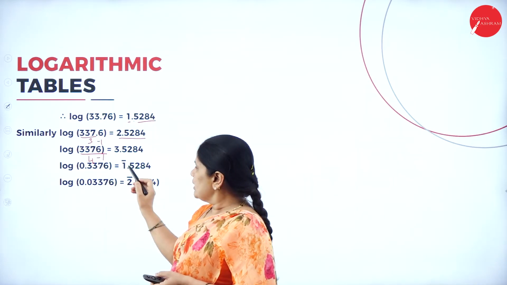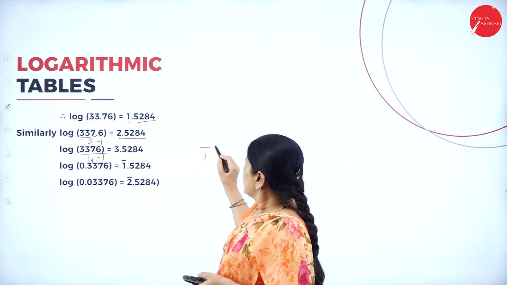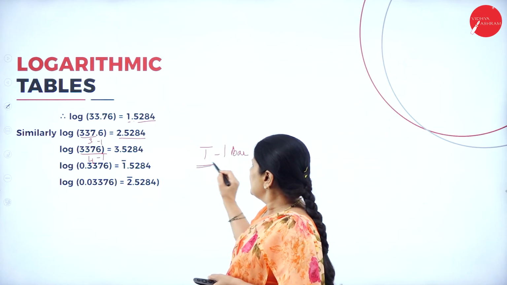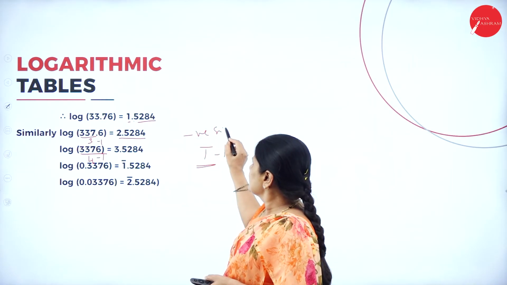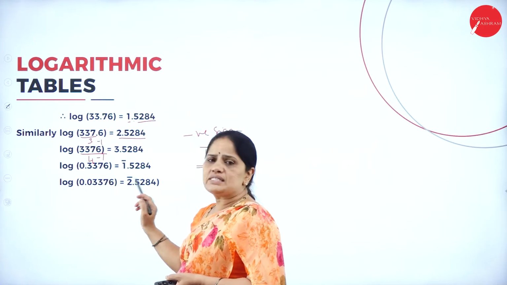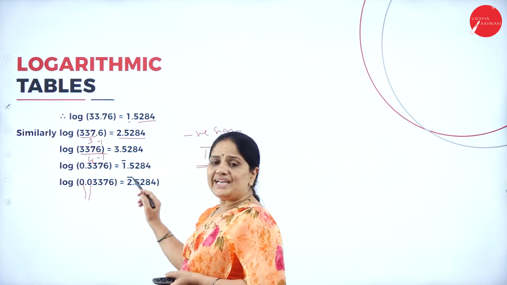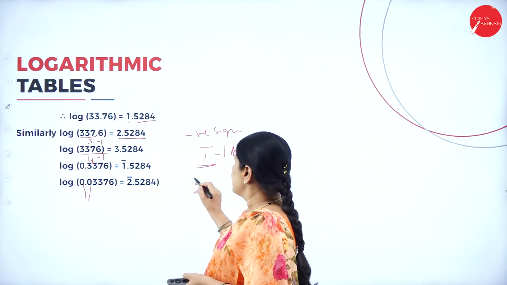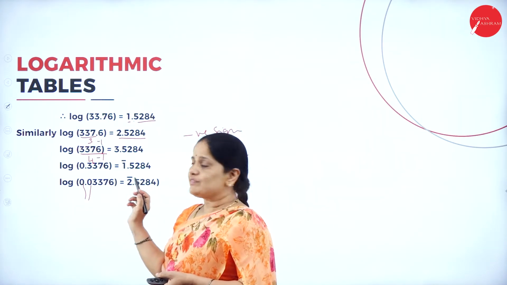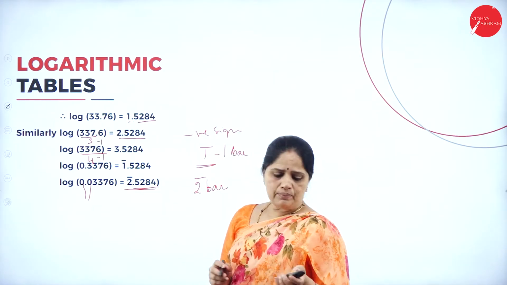Now 0.3376. So there are no digits to the left, so I will write it as 1 bar, which is spelled as 1 bar, or this is a negative sign. Okay, then log of 0.0376. There is 1 zero here, so that will be 2 bar. So I can write it as 2 bar .5284. So this is how you will have to work out the problems.